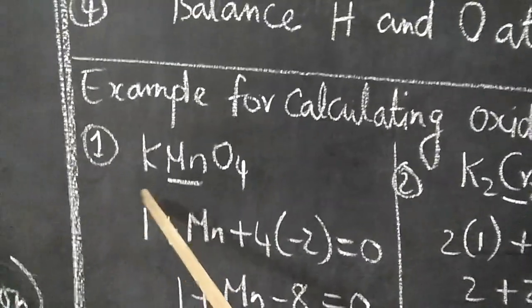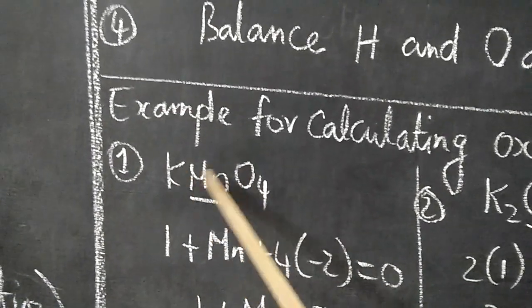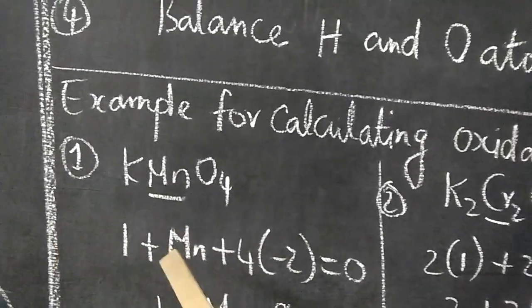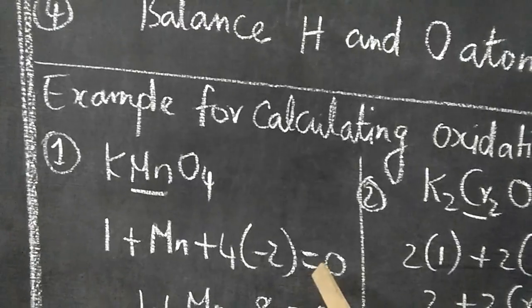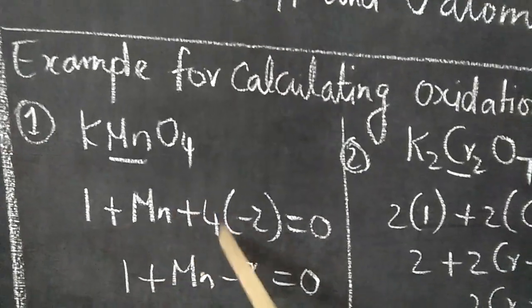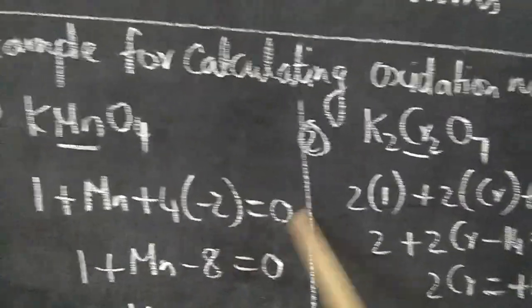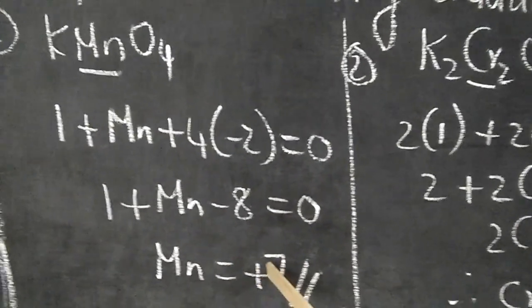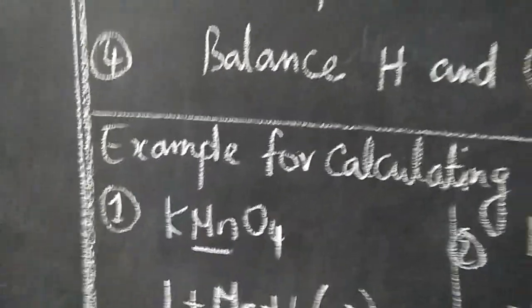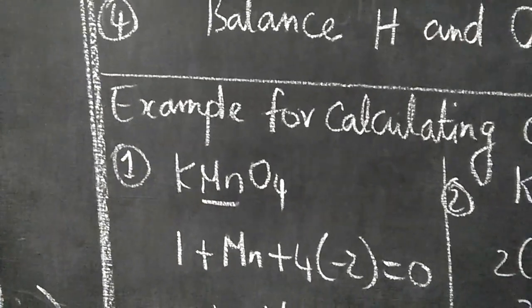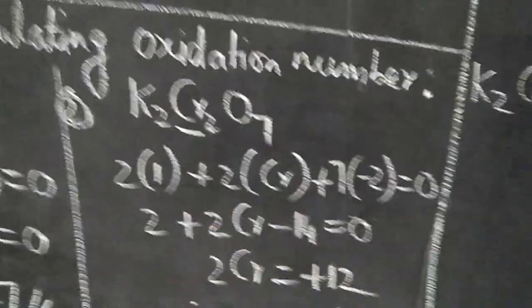We already know that the total oxidation number of every atom in a molecule is equal to 0, or if it is an ion, it is equal to the charge carried by the ion. Now this is a neutral molecule, so it is equal to 0. So 1 plus Mn plus 4 into -2 is equal to 0. Finally you get Mn is equal to +7. This is the oxidation number of manganese in potassium permanganate. You try for K2MnO4, potassium manganate, and find the oxidation number of manganese. It is different. Now another compound, potassium dichromate.